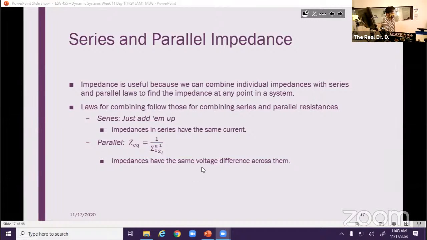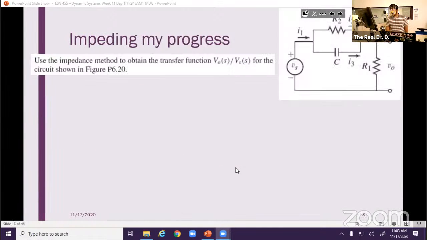This is one of those things I've said a couple of times: if you're told to use a specific method, use that method. If you're not told to use a specific method, do it however you like. But if you're specifically asked to do something using the impedance method, we're going to have to do that. And what does that look like? Well, it's going to look like this.